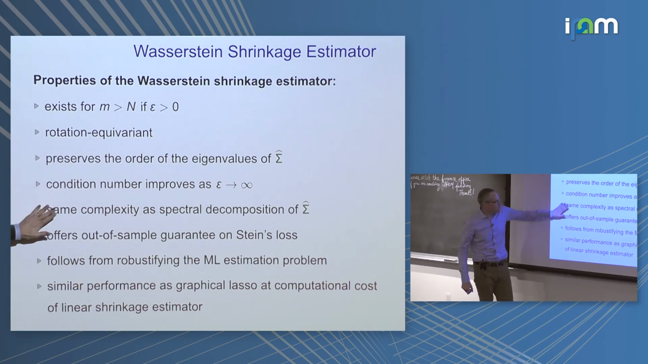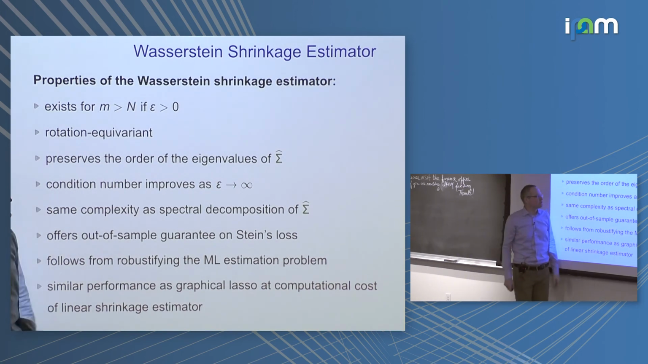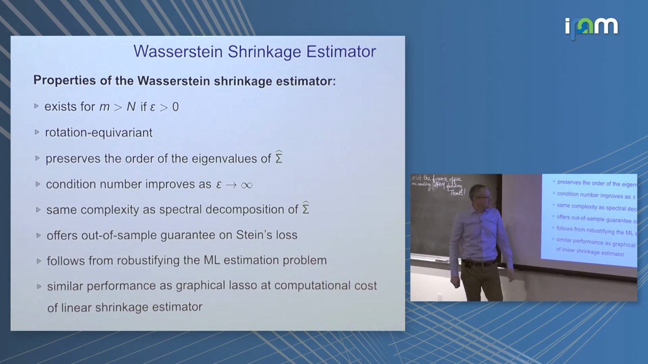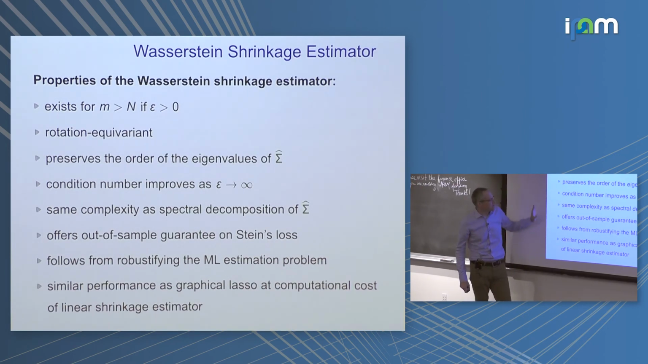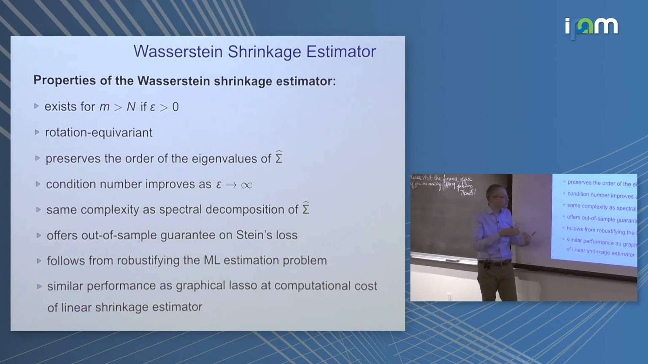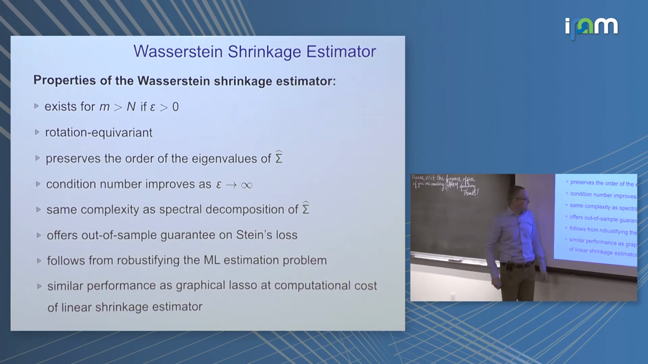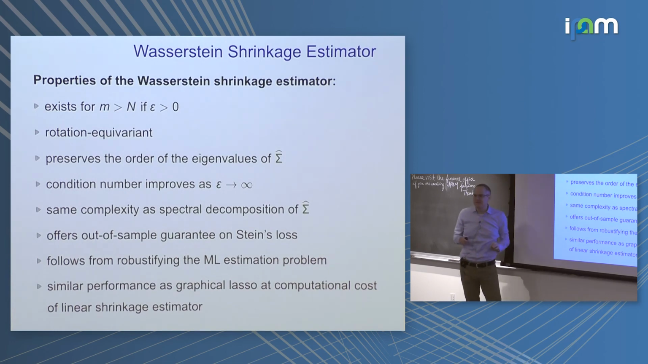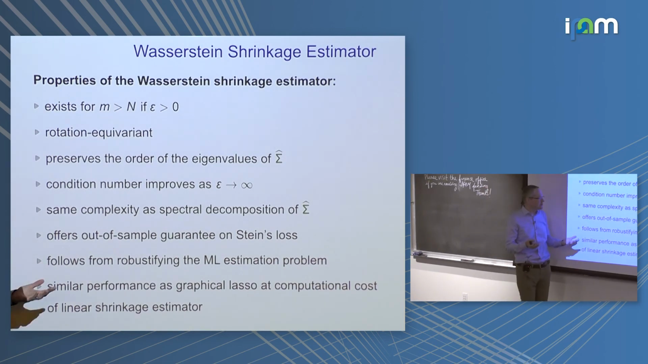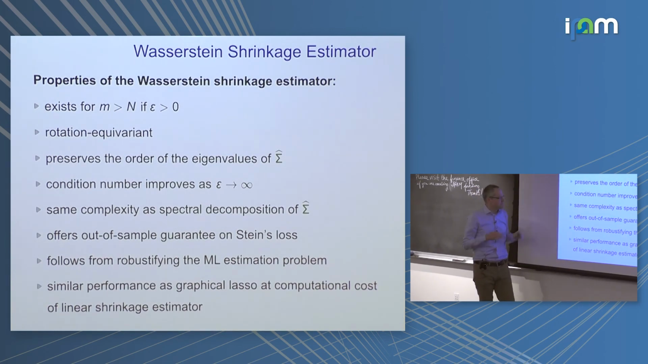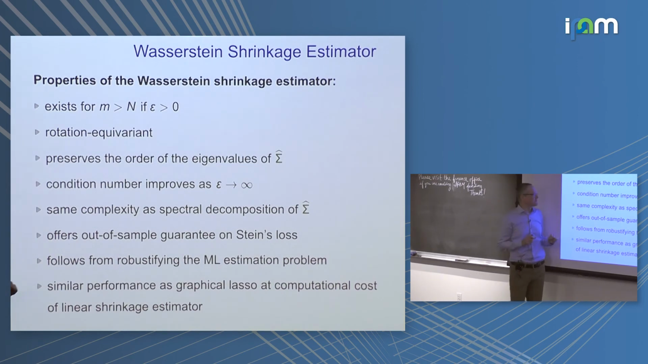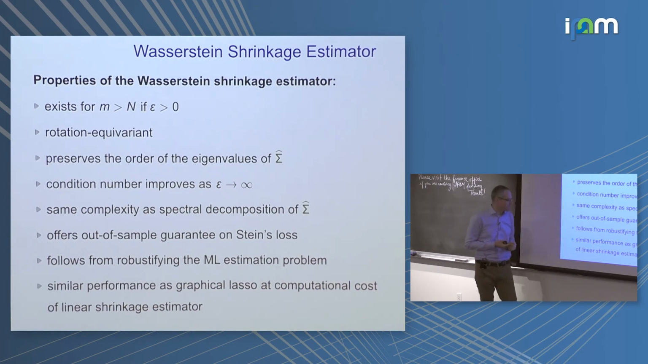The complexity of computing the estimator is the same as the spectral decomposition of the sample covariance matrix. One can also show that this estimator offers out-of-sample guarantees on the Stein's loss, which is a distance measure to the unknown true covariance matrix. And all of these properties are not imposed ad hoc, but naturally follow from this, I would argue, somewhat natural, robust formulation of the maximum likelihood estimation problem.